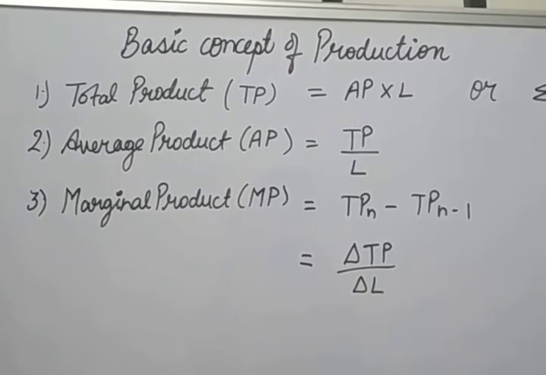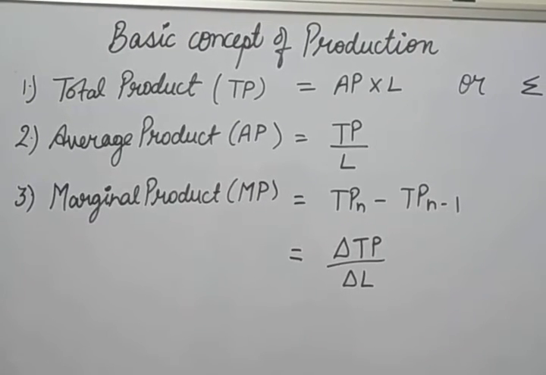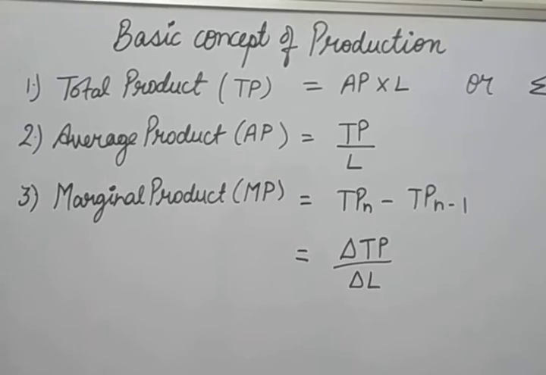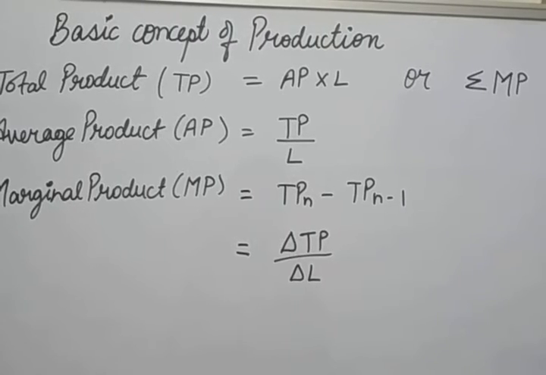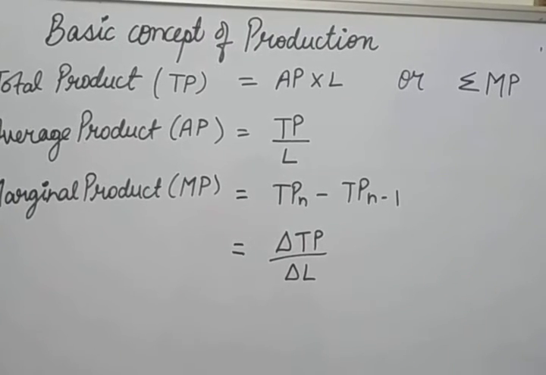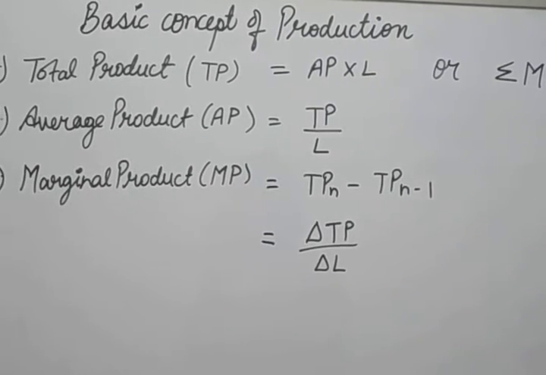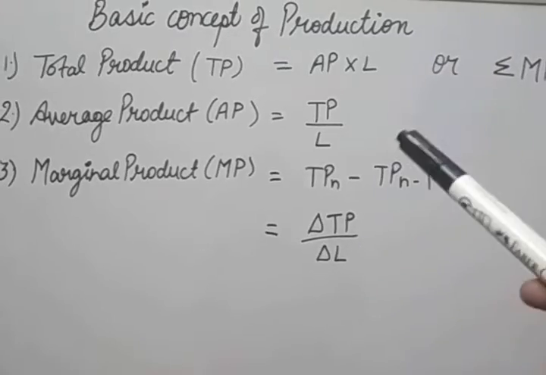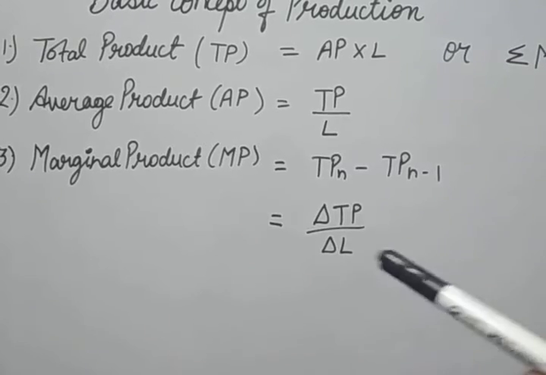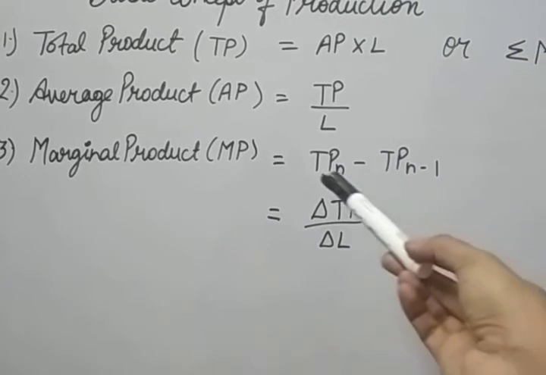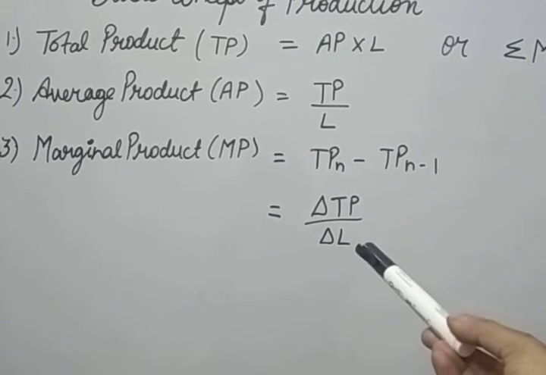Now third, marginal product or the marginal physical product. Marginal means additional. Marginal product is the addition to the total product when an additional unit of the variable factor is employed. If one additional unit of the variable factor, just like one additional unit of labor, is hired, how much it affects the total product, that is your MP. Two formulas are there: TP of n minus TP of n minus 1, or change in TP upon change in variable factor.